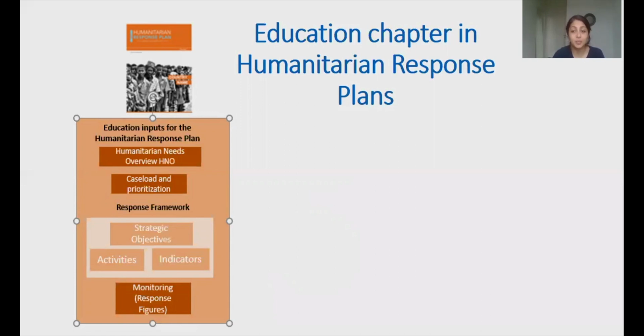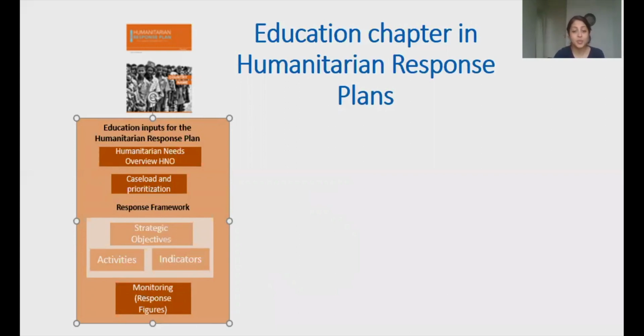It would outline the prioritization. So what of the people in need, how many would be targeted? And what geographical locations would be prioritized? What are some of the key activities that would be prioritized? The plan also articulates the sort of response framework for the sector. What are the cluster's strategic objectives? How are they aligned to the overall objective of the different sectors, the overall intersectoral objectives? What are the key activities? What are some of the key indicators?